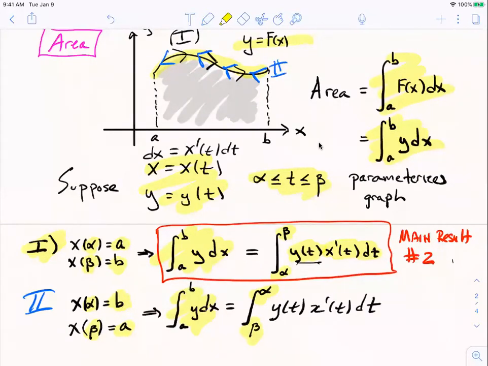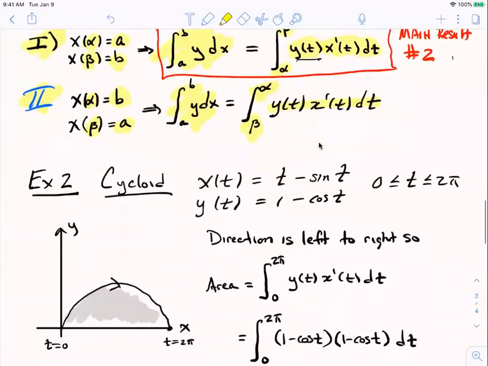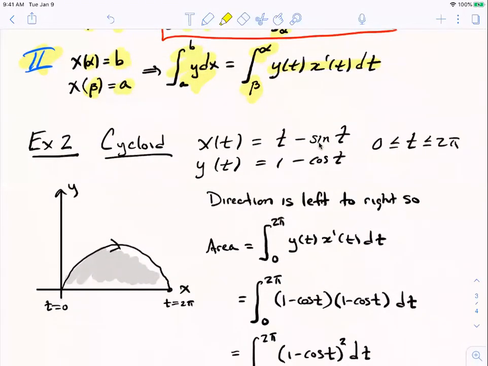It's because of that orientation switch. It's because we're traversing the curve right to left. But this number, when you calculate it out, this integral, keeping the limits of integration in the correct order, it'll give you the correct area. All right, let's do a quick example and then we'll end this video.